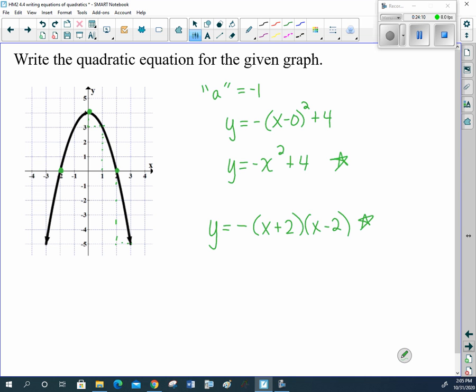Both work. So what you guys have got to be able to do on writing your equations, determine most of it, is really going to be either vertex form or intercept form. You just got to figure out what the a is. That's the key. Find what the a is.